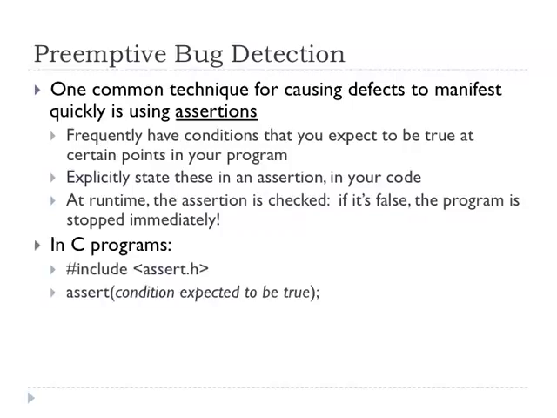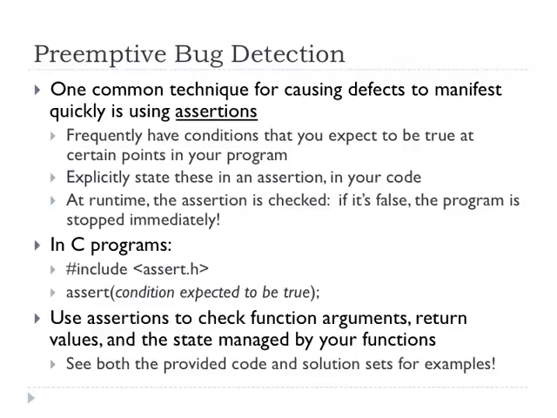In C, if you're not already familiar with this, you just include assert.h and then put the assertion into your code with the assert statement. The nice thing is you can compile these out, so you don't have to leave them in. You don't have to worry about them slowing down your program, because eventually you can just compile them all out.